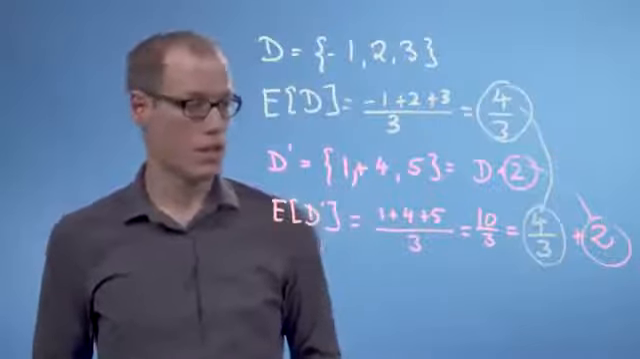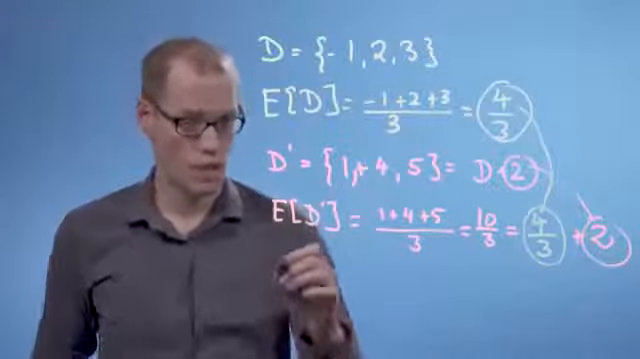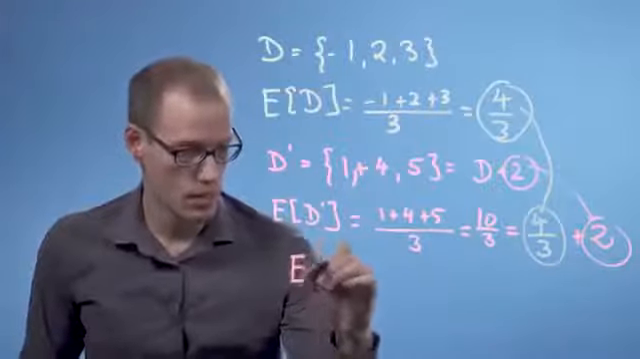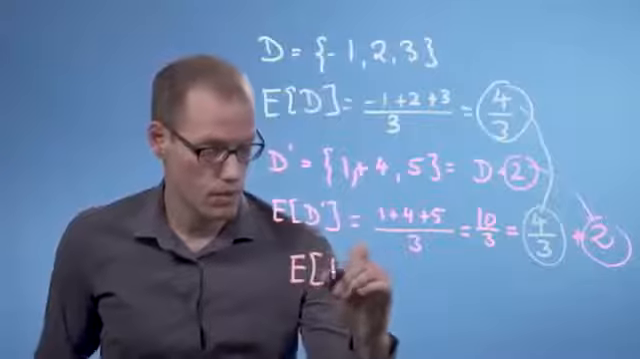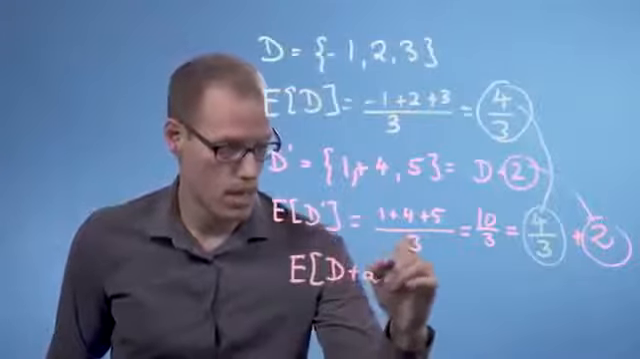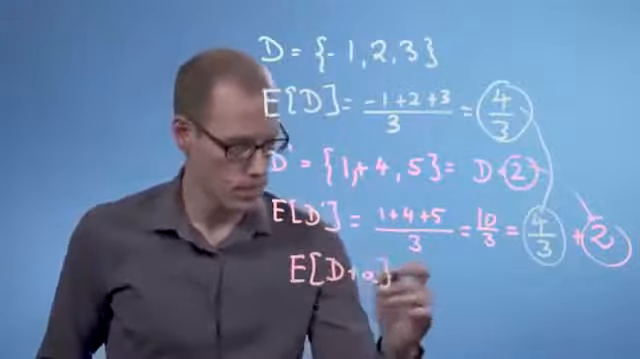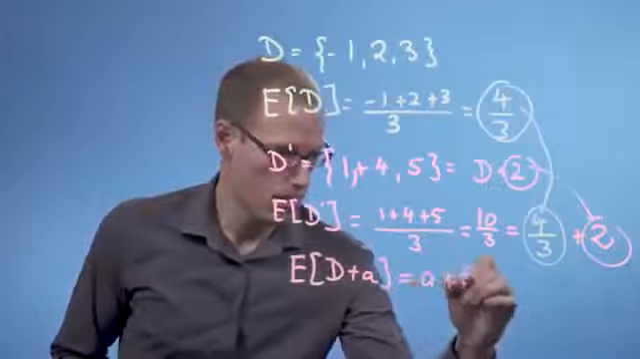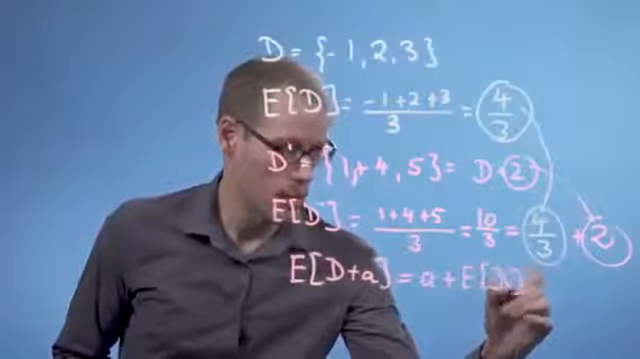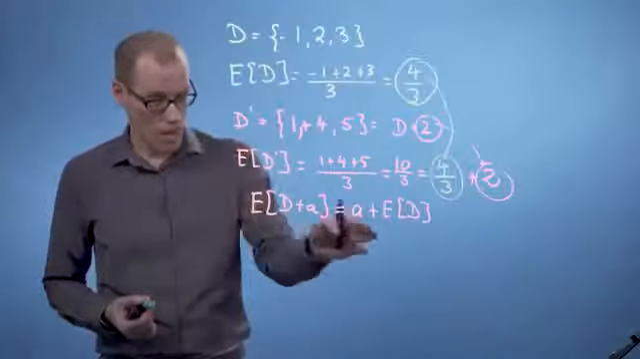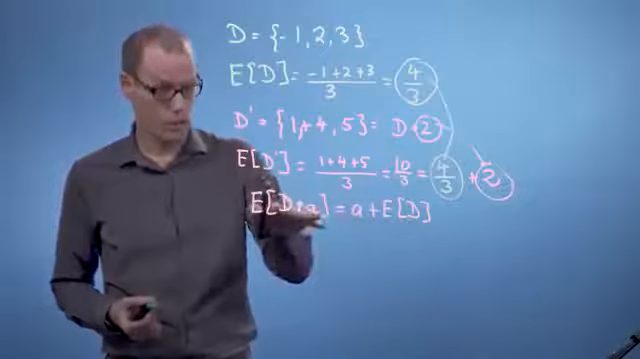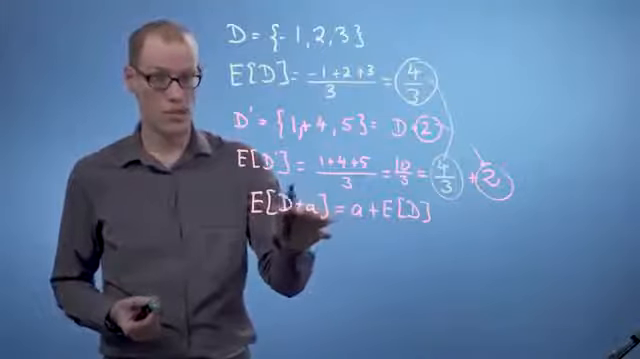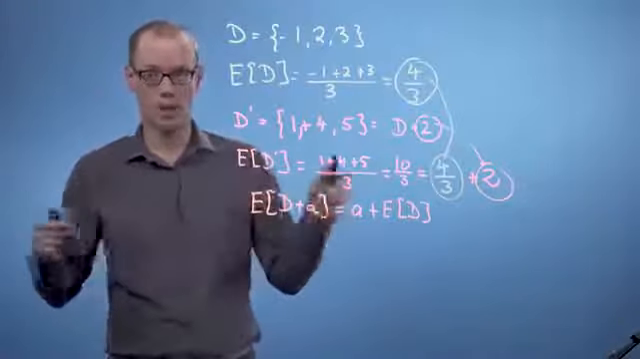So we can generalize this now to general shifts. We can write an expected value of D plus A, where A is a constant factor, is A plus the expected value of D. So up to this point, we know what happens to the mean of the data set when we shift the data set. But what happens if we stretch the data set?